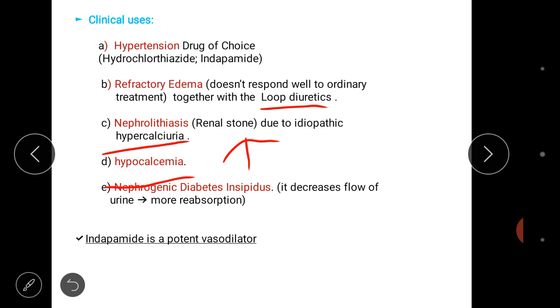Nephrogenic diabetes insipidus, it decreases the flow of urine. See, there are two types of diabetes insipidus. Diabetes insipidus means urine volume will be high, urine output will be high in this case. One is neurogenic and the other nephrogenic. You don't need to go into detail. In diabetes insipidus, you can use this.